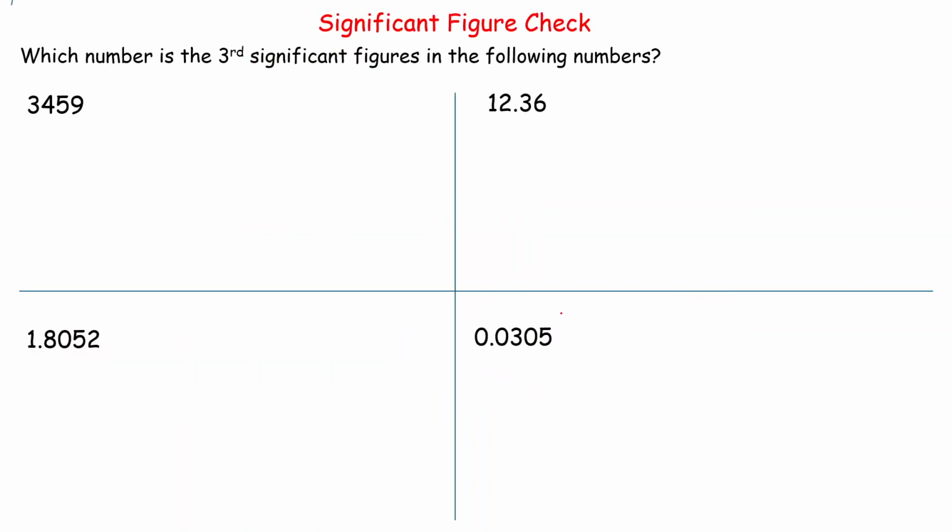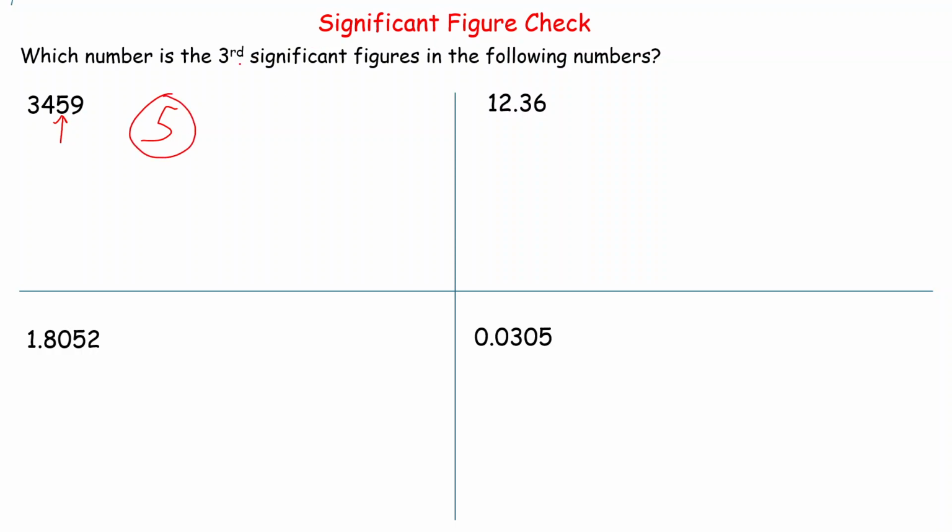Good, so let's just check we understand what's going on here. It's saying which number is the third significant figure in the following numbers, and that's going to be it for this video. So on the first one, this 5, so 1, 2, 3, the 5 is your third significant figure. You could write 50 if you want to, but I'm just interested in the actual number itself, so that's your answer for the first one.